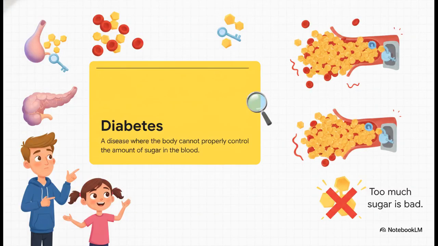Next, we've got diabetes. Diabetes is a medical condition that happens when the body can't properly control the amount of sugar, also known as glucose, that's floating around in the bloodstream. Sugar gets a bad rap, but it's actually a vital source of energy for us. We literally need it. But when there's consistently way too much sugar in the blood, it can seriously damage the body over time.